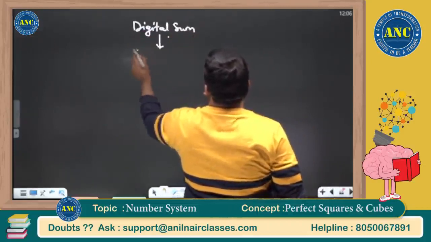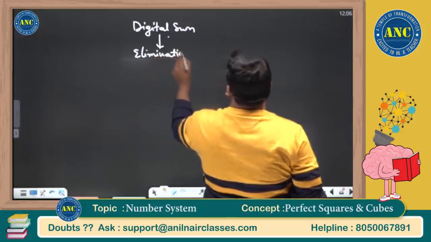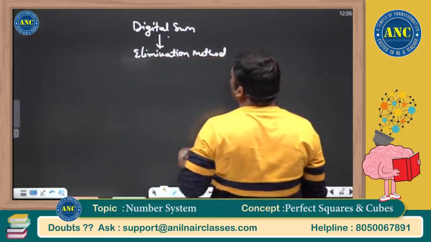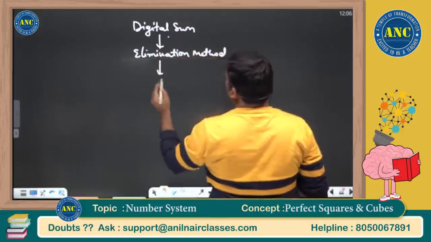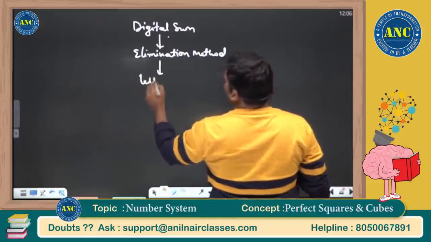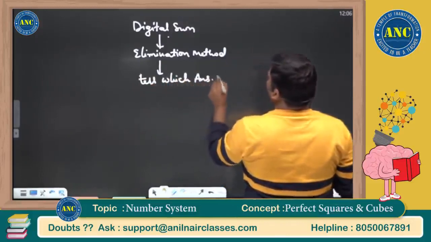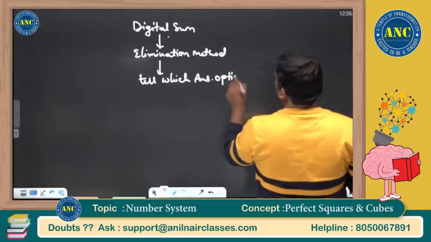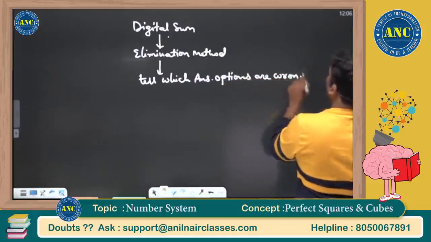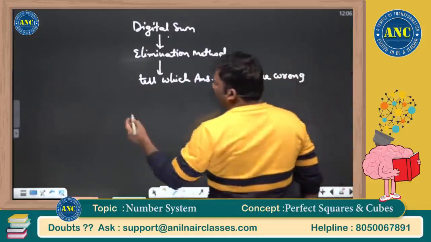Digital sum is an elimination method. You should know when to use digital sum and when not to use it. It will tell which answer options are wrong. It will never give you the exact right answer, but it will tell you which answer options are wrong.